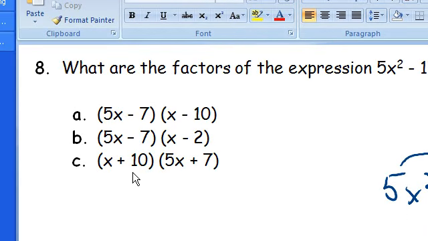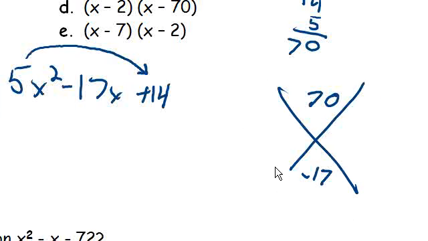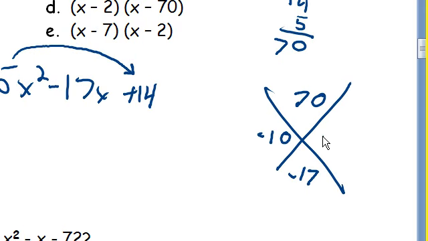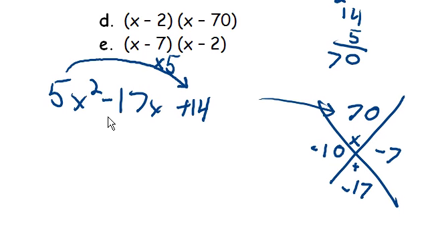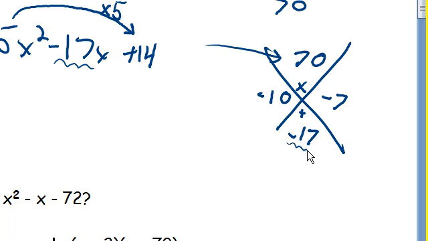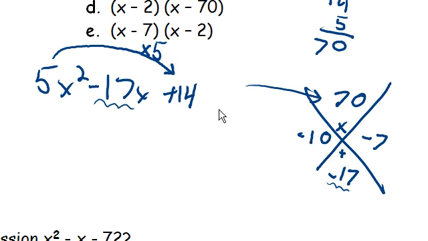Checking out our answer choices here. I bet it's 10 and 7. So a negative 10 and a negative 7 would multiply to 70, but they would add to negative 17. Where do we get this 70 from again? Remember, 5 times 14 is 70, and this negative 17 is what we need. It's the middle number right here.